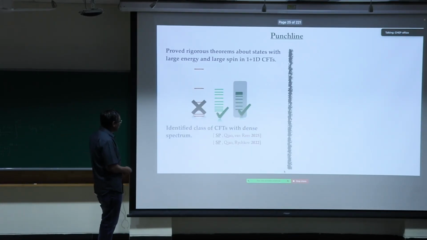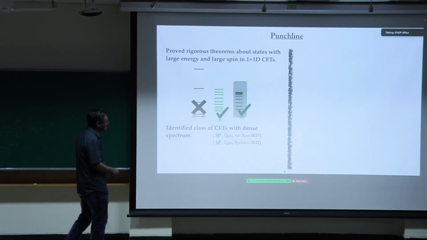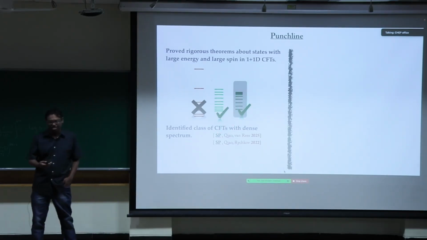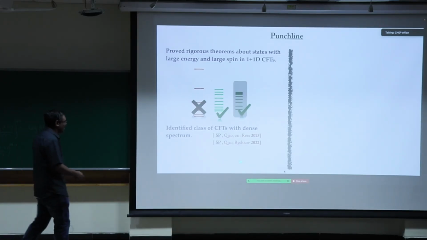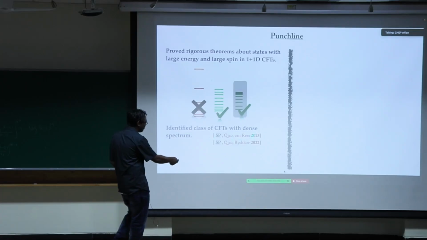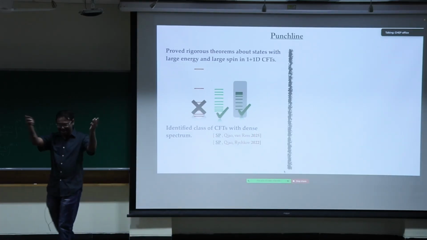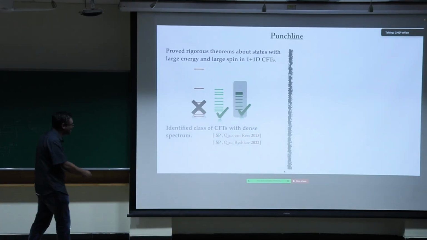And then we identified a class of CFTs for which the spectra becomes very dense. So these CFTs are supposed to behave in a chaotic manner, and thermalization should happen. And we put out a paper which came out this morning on arXiv, so you are welcome to look at it at some point.